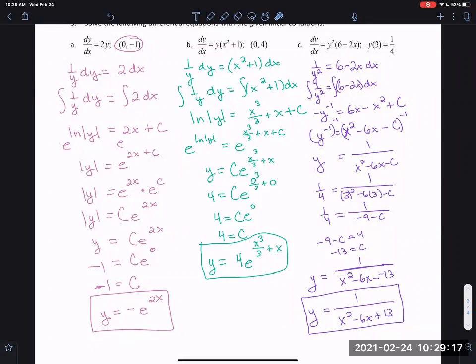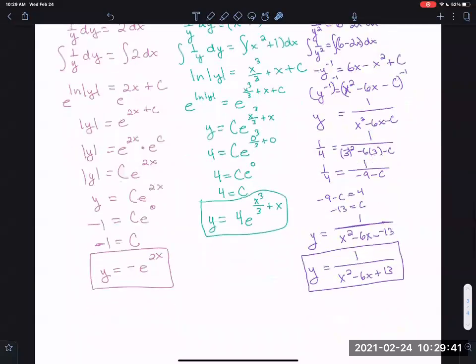And then it's just a matter of plugging in (1/4, 3), or (3, 1/4), and solving. I ended up with a c value of negative 13, and the final equation being y equals 1 over x squared minus 6x plus 13, because the minus and negative will cancel into a positive. Okay.